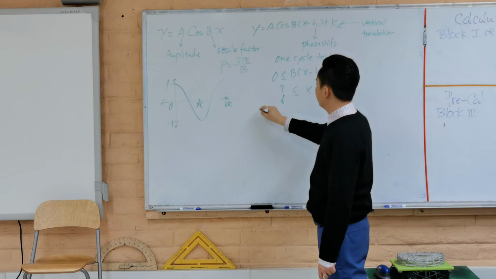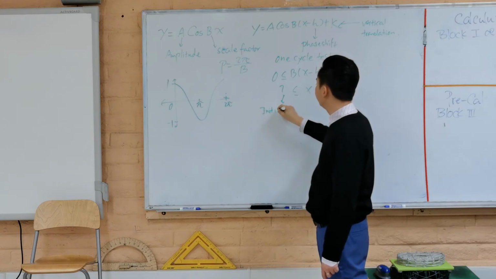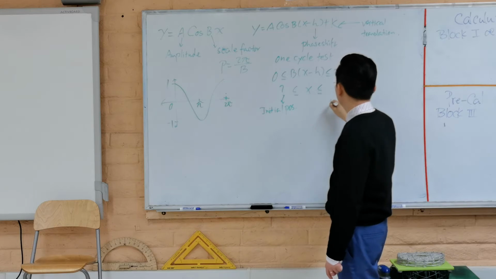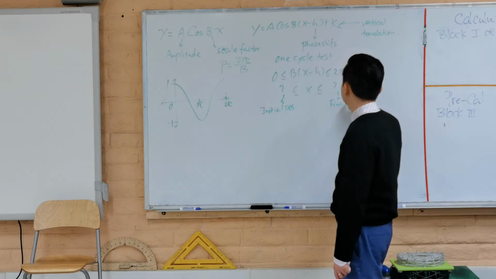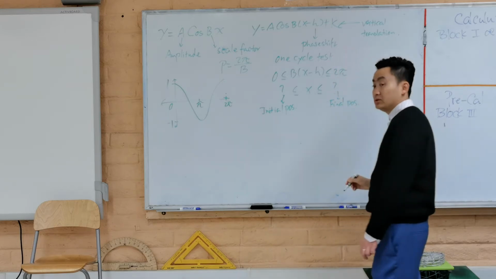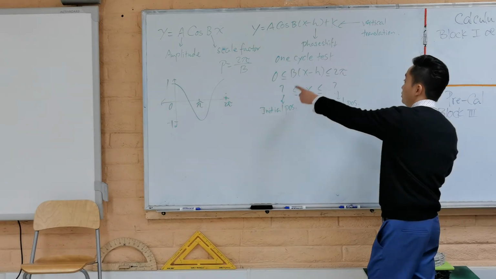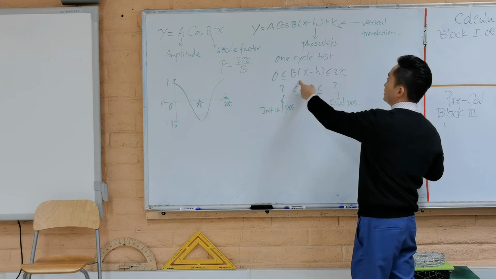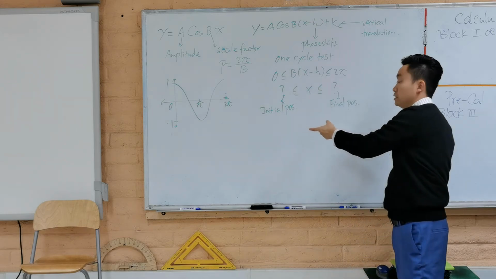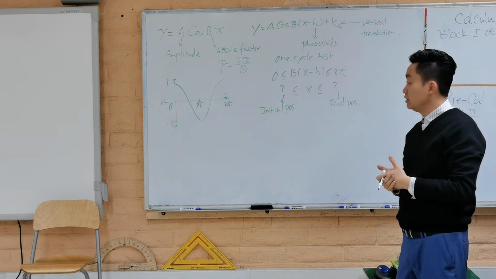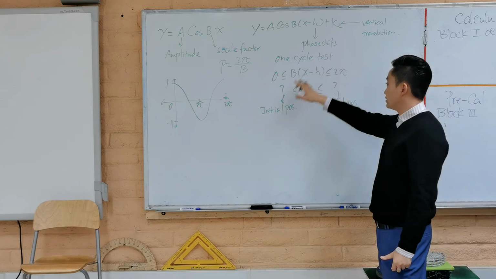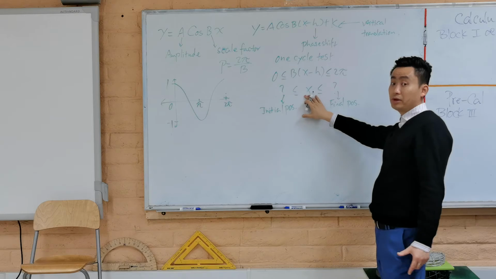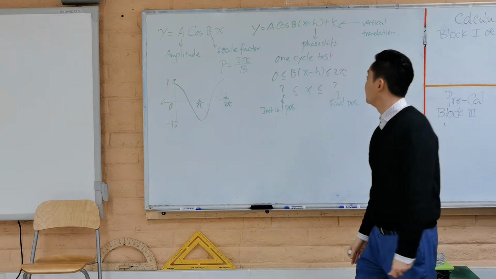This one tells you the initial position, and this part right here shows the final position. The good thing about the one cycle test is that it's not just finding the initial and final positions, but it also takes care of the period and the phase shift. So once you do this, it takes care of the initial position, the final position, the period, and the phase shift.